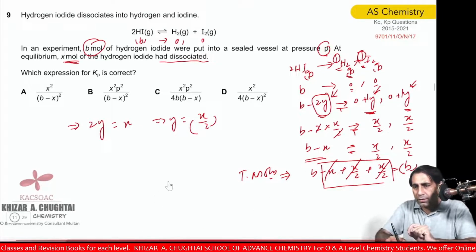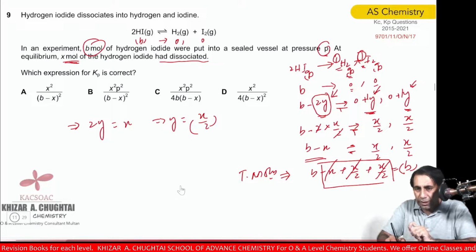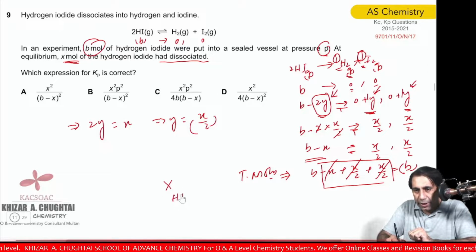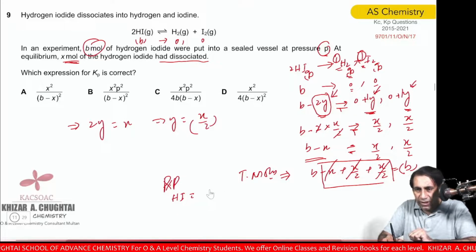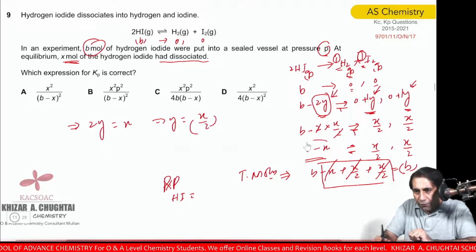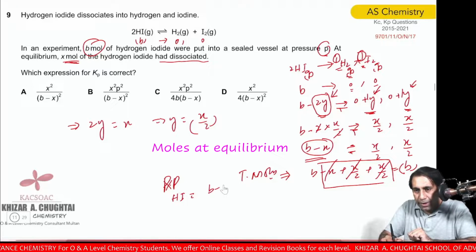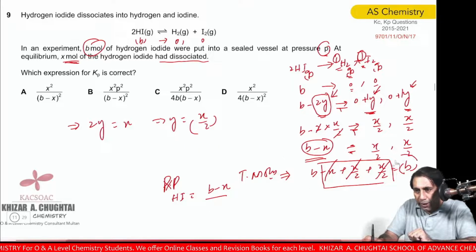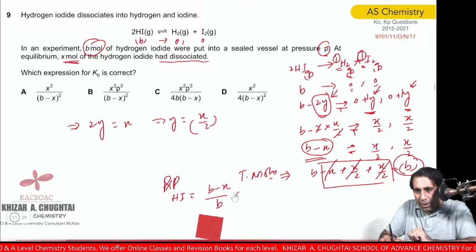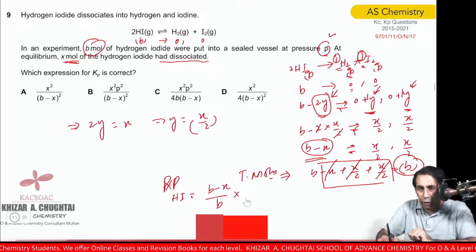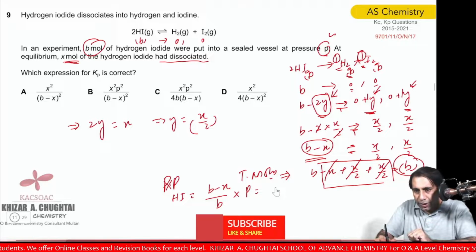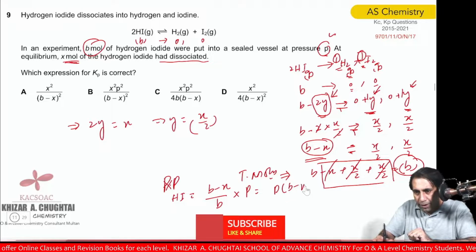Now come towards the mole fraction and the partial pressure. The partial pressure of HI will be equal to the mole fraction of HI. The mole of HI, B minus X, divided by total mole, that's equal to B, multiplied by the total pressure, that is equal to P. So it will be P into B minus X over B.